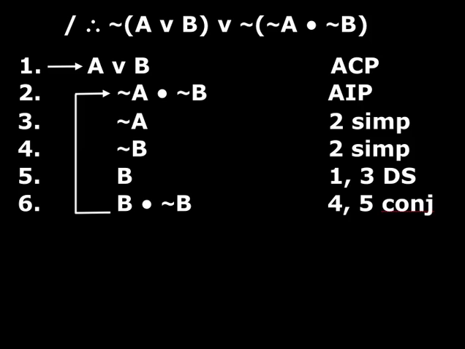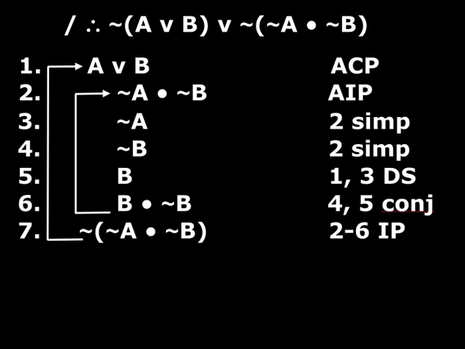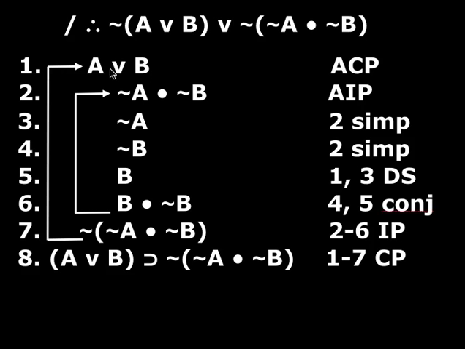The next line has to be the negation of my AIP, which is that. That's what I wanted. So I'm going to close my conditional proof off. The next line has to be a conditional whose antecedent is this and whose consequent is that. Okay. This is why I assumed A or B up here. It's because I want this conditional. I know most students get this, but some students still kind of struggle with this.